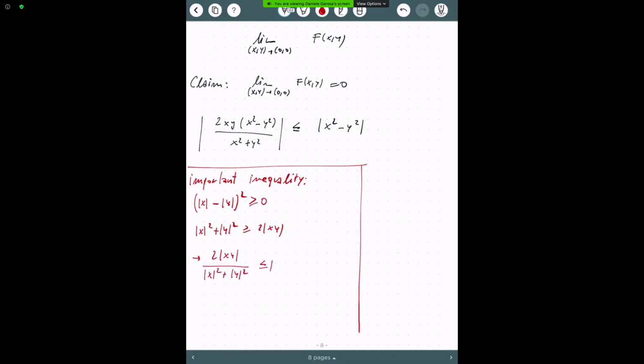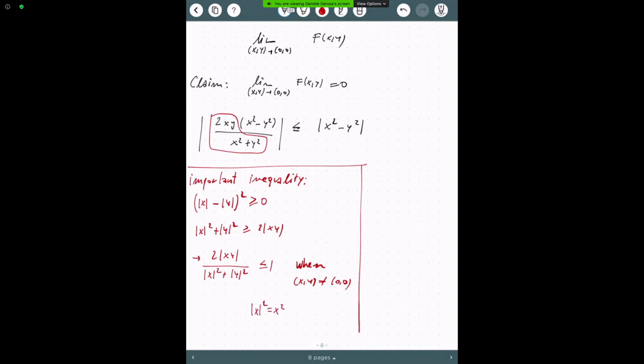This is less or equal than 1 when xy is not the 0, 0 point. So if you see, I'm using that here. There is a modulus. There are some moduli, but you know that, I mean, this is equal to this.